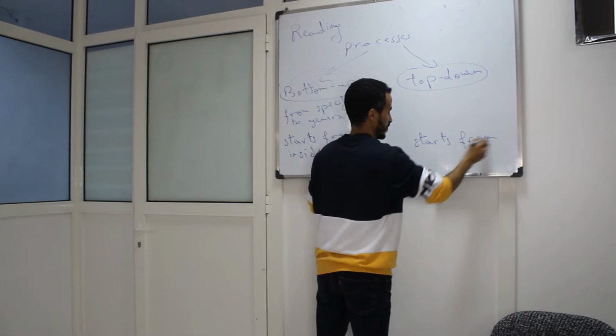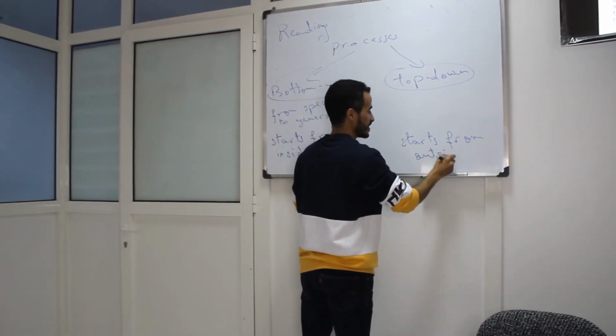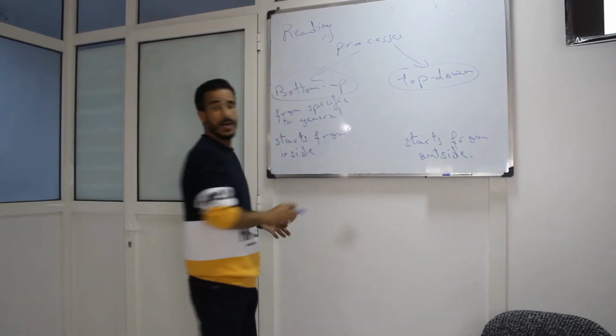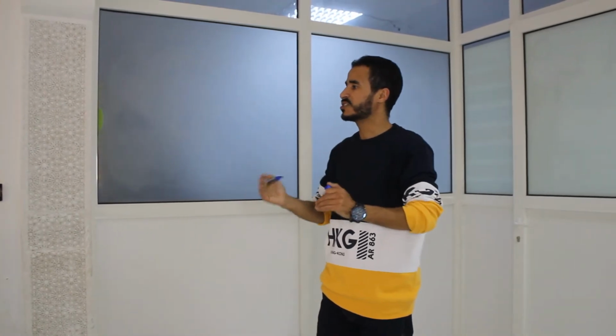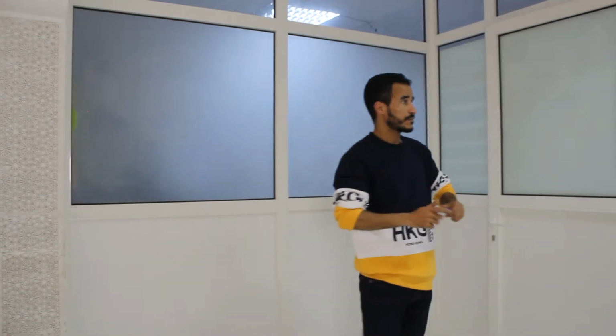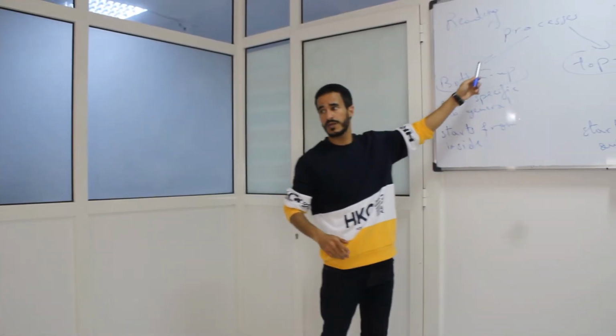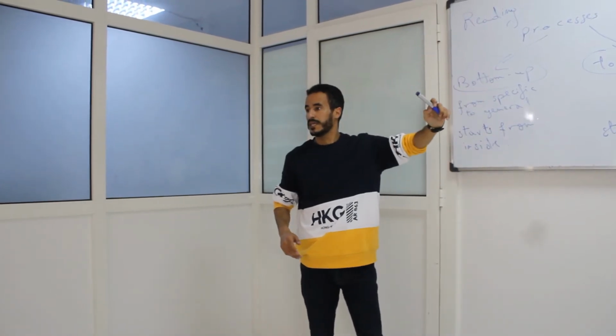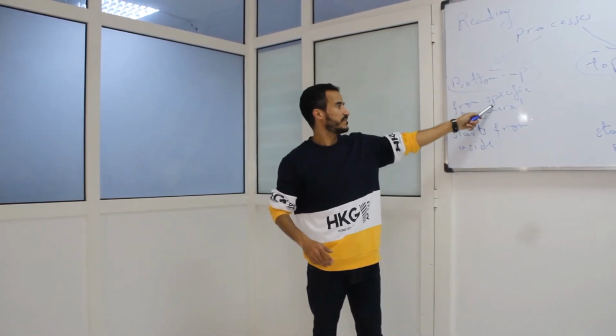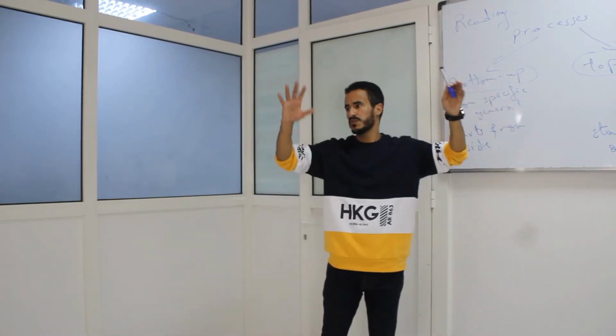And this one starts from outside. Okay. And the two processes are good. Both are good, okay. But it depends on your learners' interests, needs, age, the type of the lesson, etc. So when we talk about reading processes, we talk about these two. Bottom up or top down. We can say this is from specific to general, this is from general to specific. Okay.